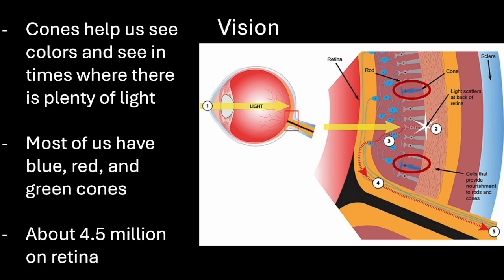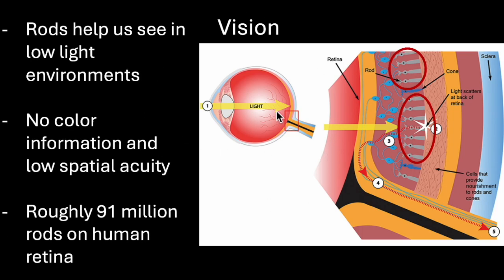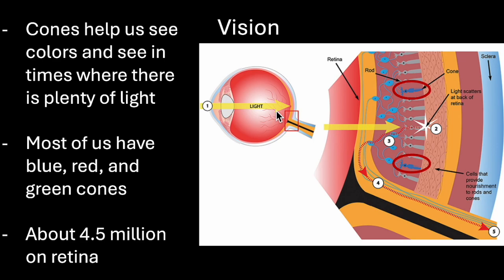But the reason there are so few is because we use these in times when we see a lot of light, whereas these are used in dark environments. So there's a trade-off. You don't really need as many when you're only using them to see color, because that just won't come through when there's not enough light in the environment.